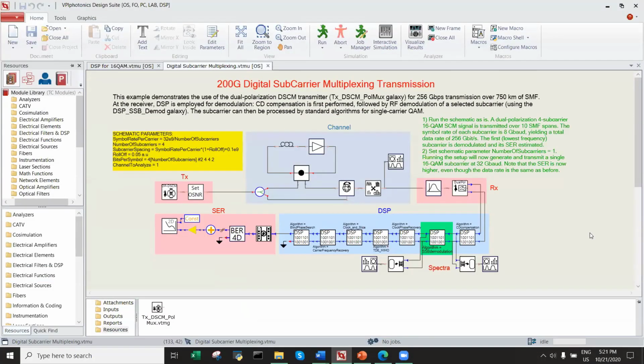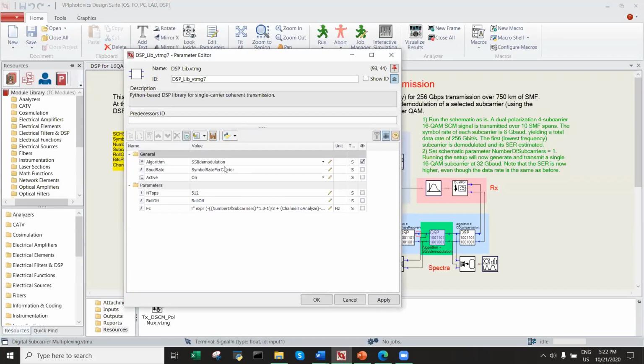Now in the next demonstration, I will show the use of dual polarization digital subcarrier multiplexing for transmission of 256 gigabits per second over 750 kilometers of single mode fiber. At the receiver, as we can see here, a similar DSP unit is employed for demodulation, where chromatic dispersion compensation is first performed, but then an RF demodulation of a selected subcarrier is performed by the single sideband demodulation algorithm here.